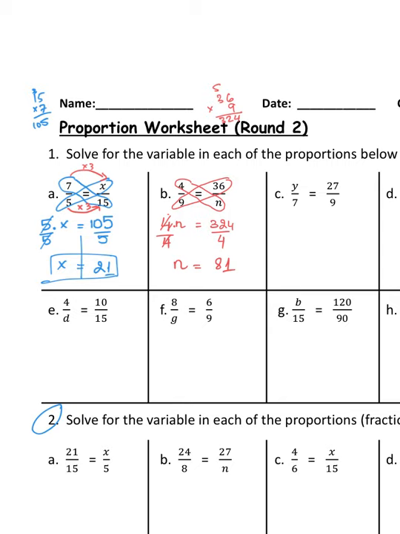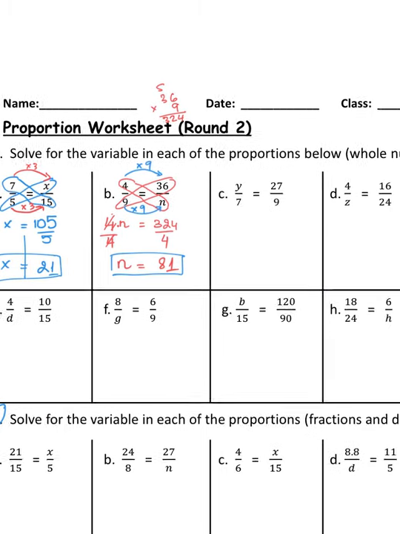Okay, and again, if you do the side to side method and you see the relationship that 4 goes into 36 9 times, that means 9 goes into n also 9 times. So 9 times 9 is also 81. So whichever way works for you, you can do it.